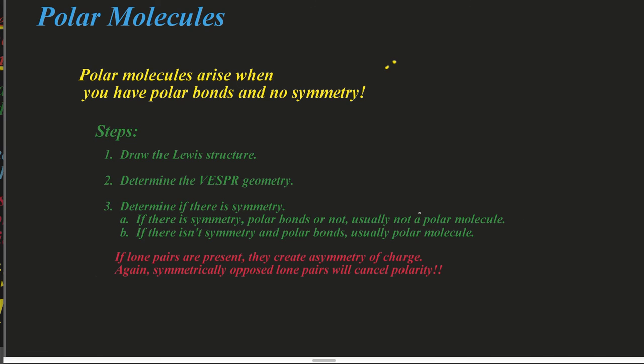The symmetry will cancel out all the dipole moments. Whereas if there isn't symmetry in a polar bond, then it's usually a polar molecule. Okay? And polar bonds could be replaced with lone pairs, either or. Okay? So if lone pairs are present and they create an asymmetry of charge, then there will be a dipole, unless there's a symmetrically opposed set of lone pairs, and it will cancel the polarity, making it nonpolar.